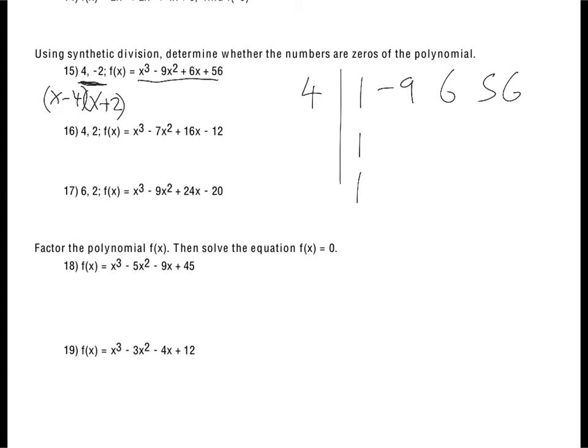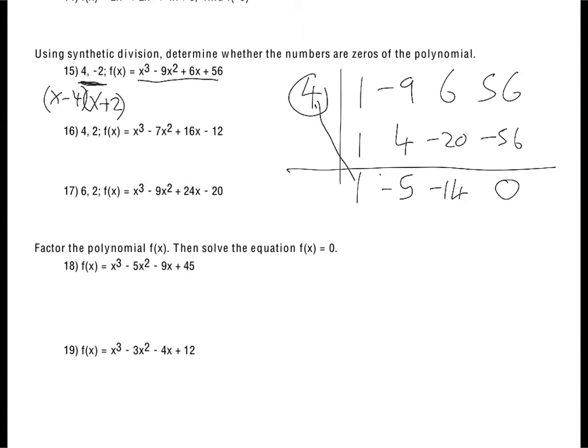I'll bring that 1 down there. So 4 times 1 is 4. Add those two together, you get -5. 4 times -5 is -20. Add those two together, you get -14. 4 times -14 is -56. Yippee, this is an x-intercept, and that is a factor.